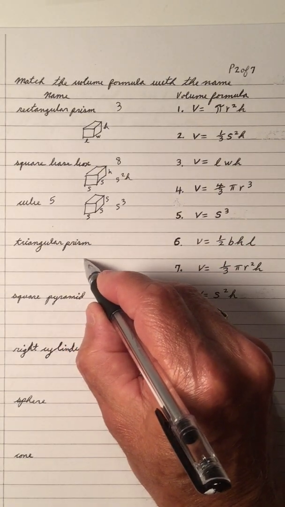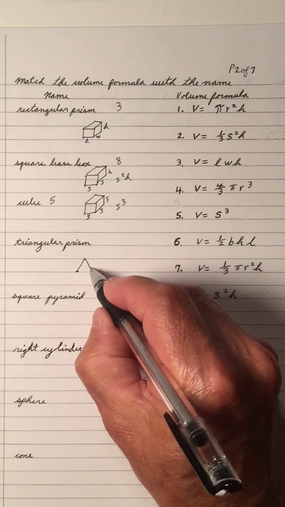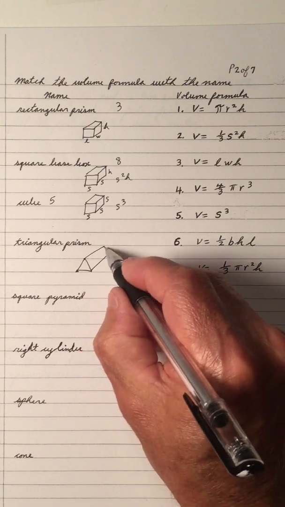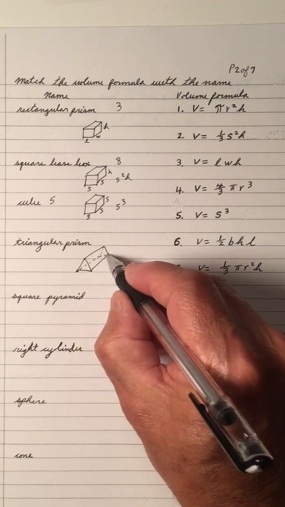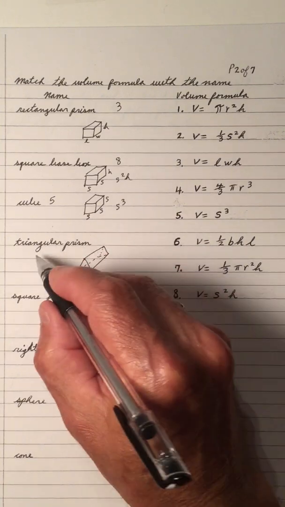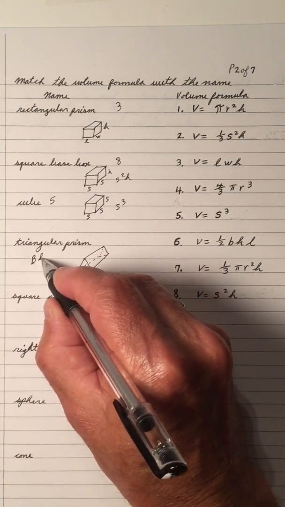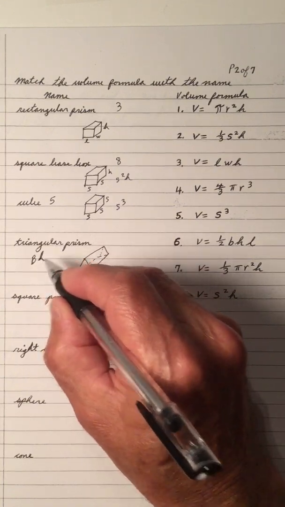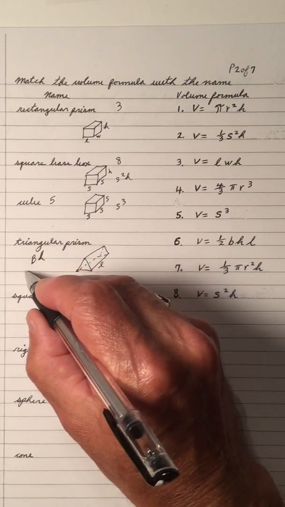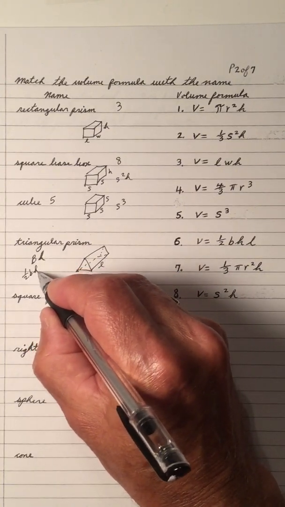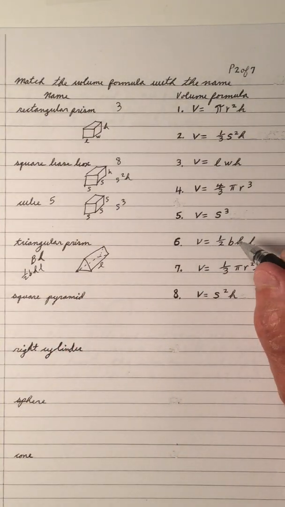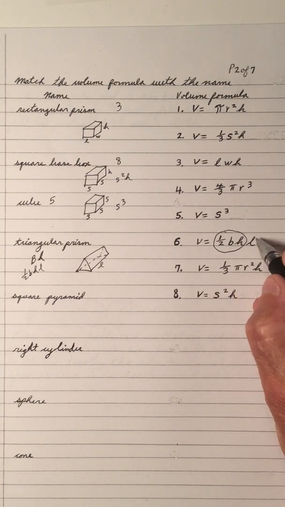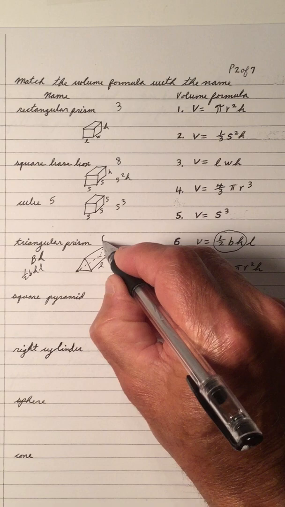A triangular prism is a triangle that's moving through a distance. And there's the diagram, so the triangle on the end. Remember, volume is base area times height, or distance, or you could call it the length. The base area of the triangle is half the base times the height, times the length, and that would be number 6.